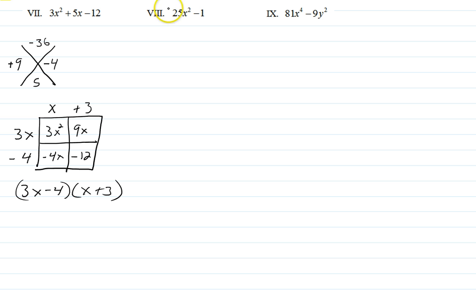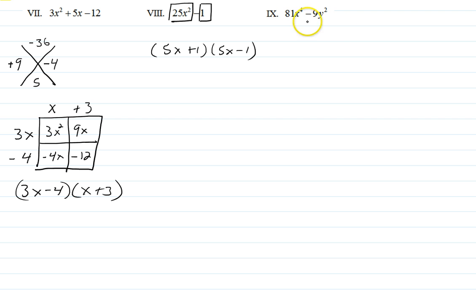Right here, remember, this is a special one. 25x squared is a perfect square. 1 is a perfect square. And so this is what we call difference of squares. And so we just square root the 25. We square root the 1. And we write it with different signs.